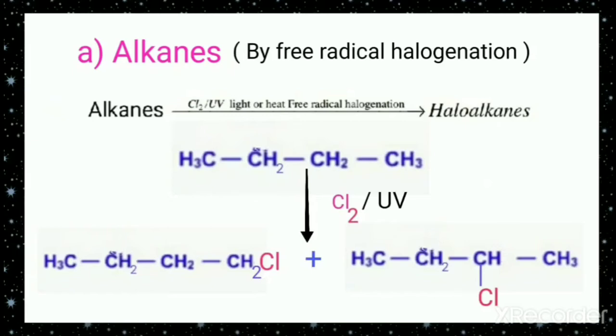If the first hydrogen is replaced by Cl, it gives the first product, and when the second hydrogen is replaced by the chloro group, it gives one more product. So it will give isomers. It gives more than one product, that is, mixtures of mono, di or polysubstituted haloalkanes.